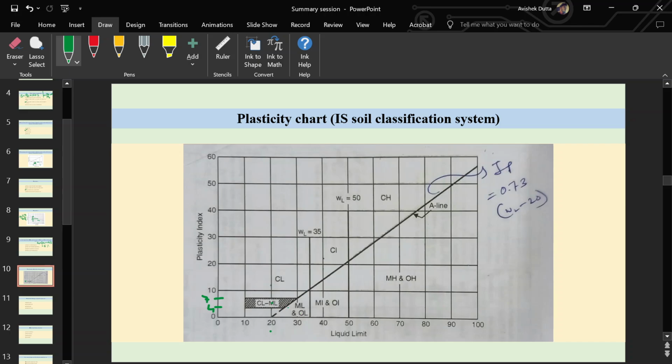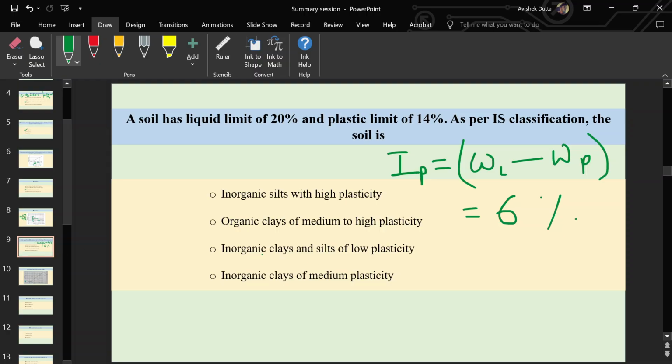So this is falling above the A line, okay, falling above the A line. Now below this boundary, liquid limit equal to 35, that is low plasticity, low compressibility. And this one, CL-ML, that is clays and silt above the A line, so inorganic clays and silt of low plasticity, isn't it?